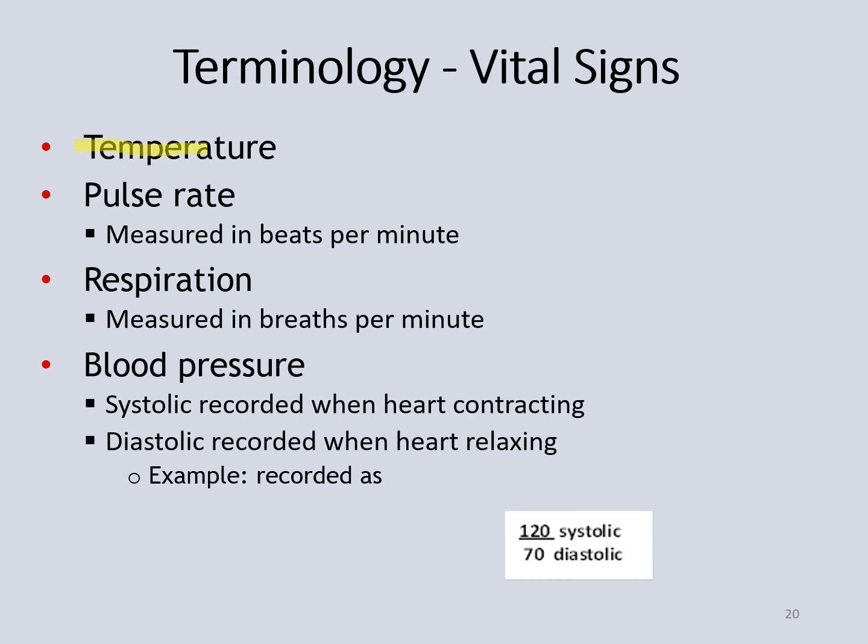In vital signs, you'll be taking temperature, pulse rate, respiratory rate, and blood pressure. The normal blood pressure is 120 systolic over 70 diastolic. And when we get to the study of the heart, we will learn more of the difference between those terms, systolic and diastolic.